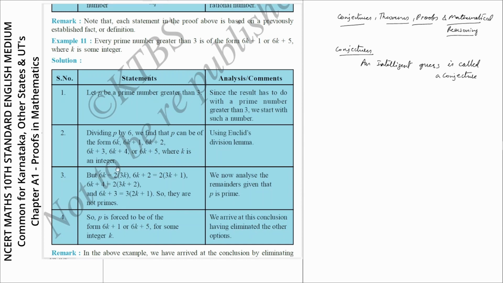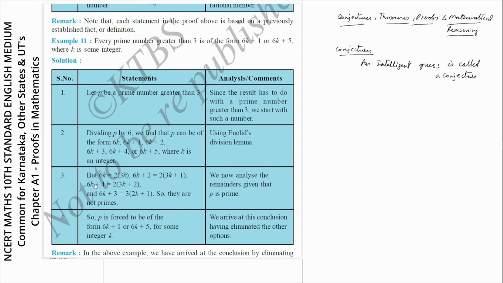Therefore this is not a prime number. 6k is not a prime number. Similarly, if we take 6k plus 2, we can take 2 as a common factor, 2 into 3k plus 1. Again here 2 is a factor. So therefore 6k plus 2 is not a prime number. To be a prime number, the only factors are 1 and itself. If there is any other number which is a factor, then that number is not a prime number.